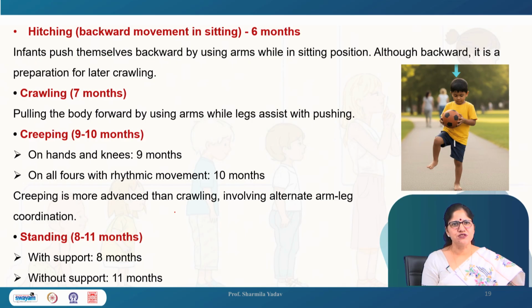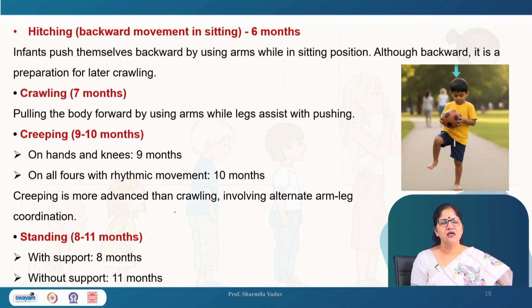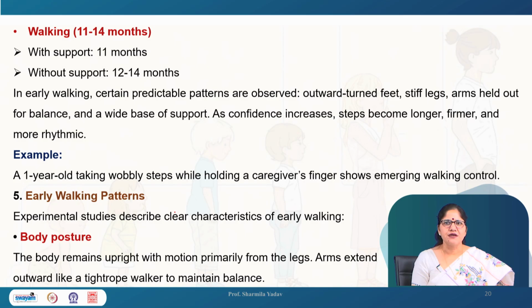Creeping. 9 to 10 months. On hands and knees, 9 months. On all fours with rhythmic movements, 10 months. Creeping is more advanced than crawling, involving alternate arm-leg coordination. Standing. 8 to 11 months. With support 8 months. Without support 11 months. Walking. 11 to 14 months. With support 11 months and without support 12 to 14 months.